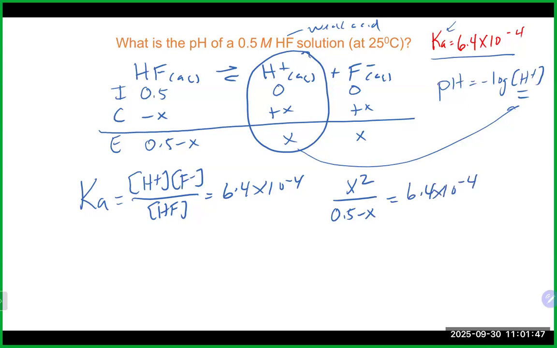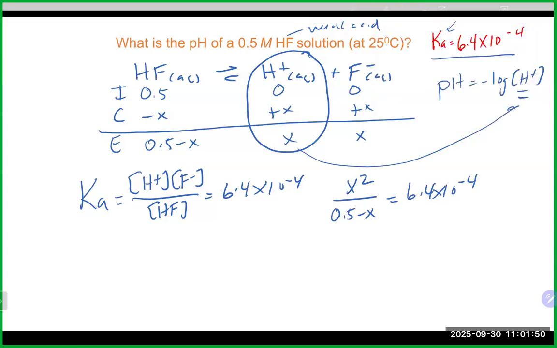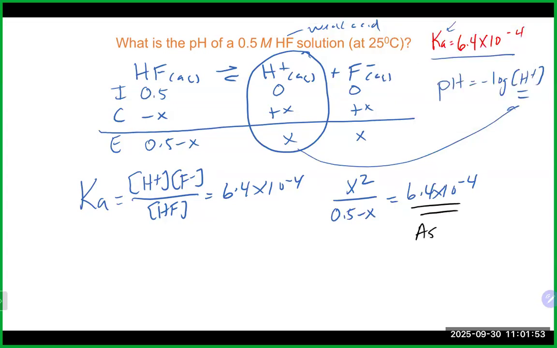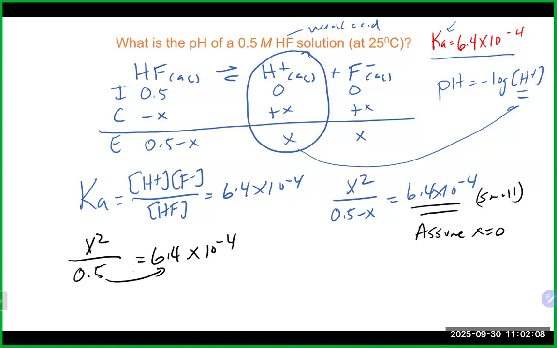As we talked about last time, I see a small value of K here. So I'm going to assume x is approximately 0 in the denominator because of my small K value. And that means that I will end up with x squared divided by 0.5 is equal to 6.4 times 10 to the minus 4. I'm going to multiply to the other side, and then I'm going to square root it. So I take 0.5 times 6.4 times 10 to the minus 4, which gives 0.00032. And then when you square root it, you get an x value of 0.0179.